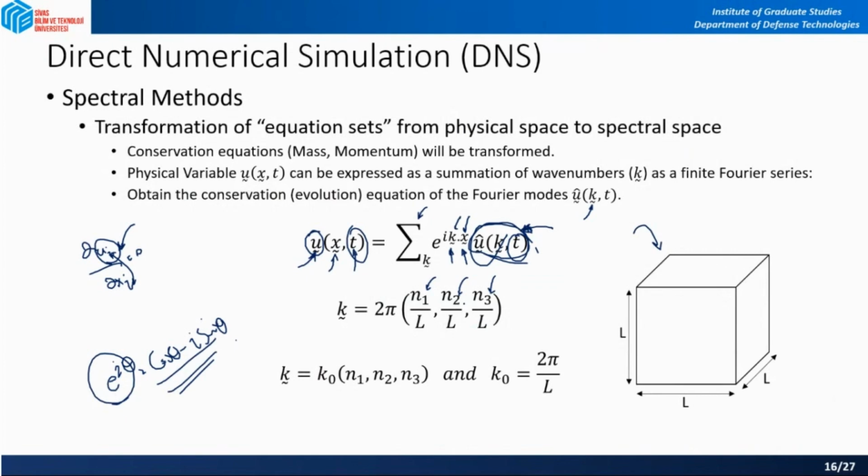What I'm saying is this. For example, in my solution domain, which is this cube with a side length of L, I could have different eddies in different directions. So I should be flexible enough to incorporate different wave numbers in each direction. And you can generally write this as k0 times n1, n2, and n3, where your k0 is 2 pi over L, and L is this L.